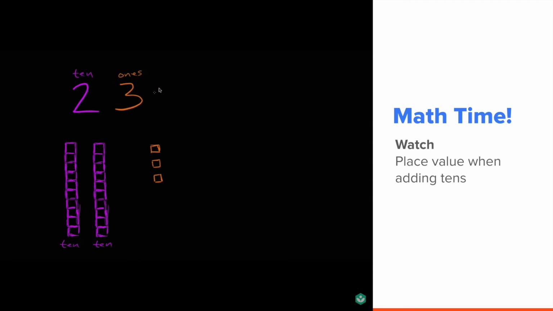So let's write that down. So we could write down that 23 is equal to two tens plus three ones. Now what would happen if I added 20 to 23? Let me do something more interesting. Let's say we take 23, and to that we add 30.